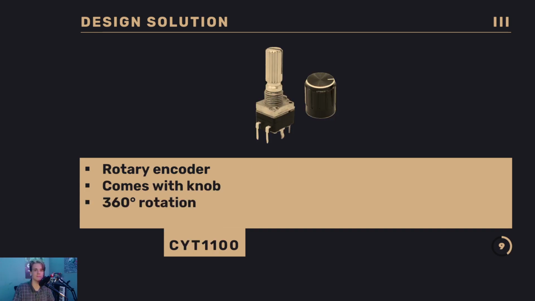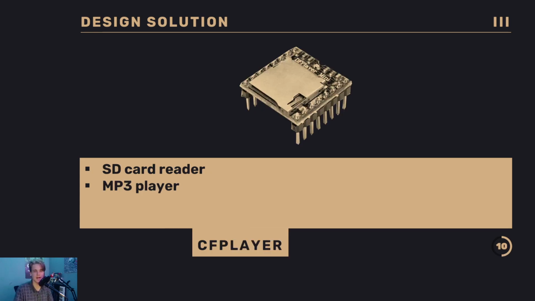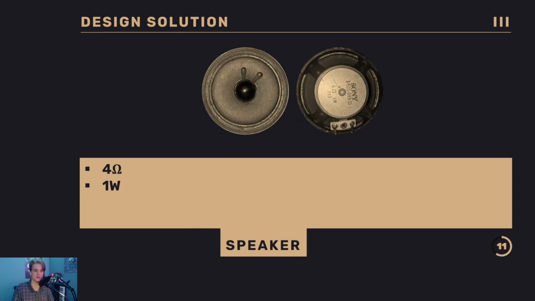CYT1100 is a rotary encoder that came with a handy little knob. The difference between a rotary encoder and a potentiometer is that a potentiometer is not a continuous spin, but a smooth spin that doesn't click. This one is actually able to spin forever at a 360-degree rotation, and it clicks. It has different intervals, and it's a completely different system from a potentiometer. Very unique, very cool. The DFPlayer Mini is an SD card reader that is designed to play MP3 files. So you load up MP3 files on there, and it can send it to the Arduino and play it through a speaker. Then the speaker, of course, is a 4 ohm 1 watt speaker.